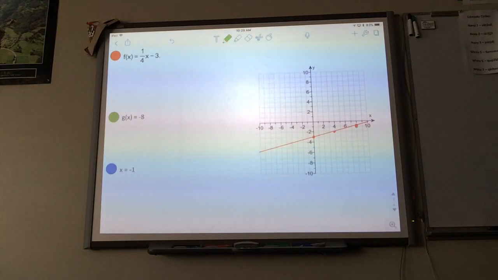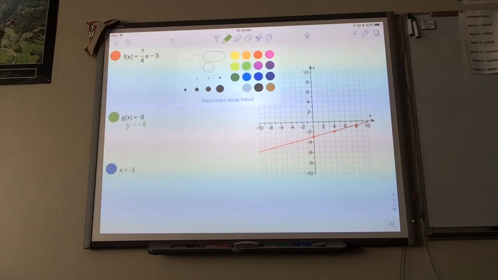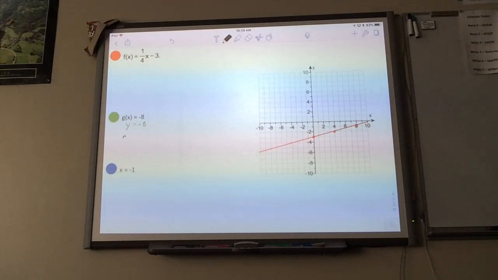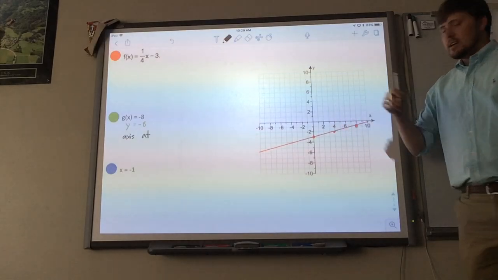Okay. Next one. Remember that f of x or that g of x is the same as y. So that's the same as y equals -8. Okay. Y equals -8. And I mentioned this last class. If it's ever just a letter equals a number, what I always say is axis and then at. We're going to go through the axis, the y-axis, at -8.